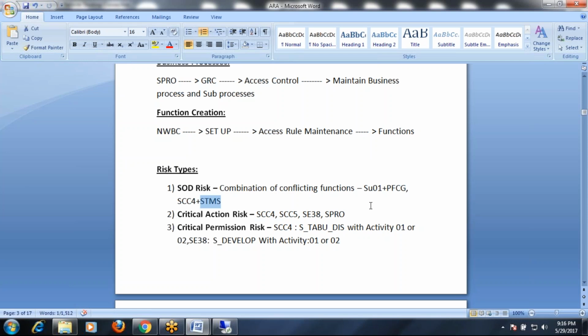T codes within a function combining with each other do not form a risk. For example, you have SU01 and you have SU10. Both T codes are used for user administration only. So if SU01 plus SU10 combine and the user has access to both T codes, that is not considered a risk, because both T codes are part of the same function. Only when a T code of one function combines with the T code of another function will that cause an SOD risk.